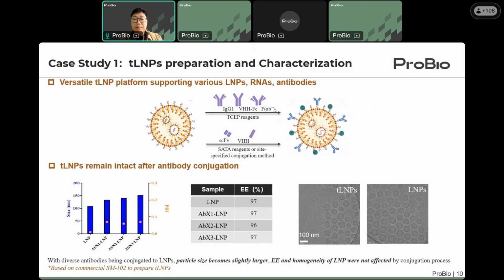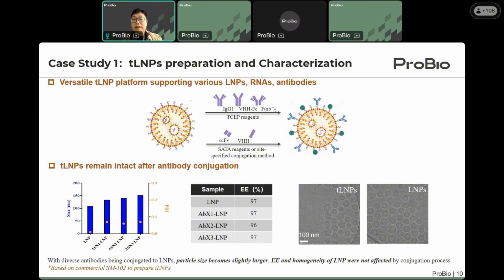So the first thing we want to emphasize is that in ProBio, we have a very universal tLNP platform, which supports different LNP formulations. It means no matter whether it's 0315 or SM102 or another commercial LNP formulation, we can do it, and we can also accept your own LNP. So it doesn't matter, because the chemistry here is very simple. We don't worry about the LNP type.